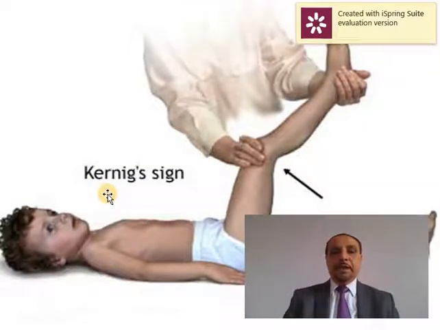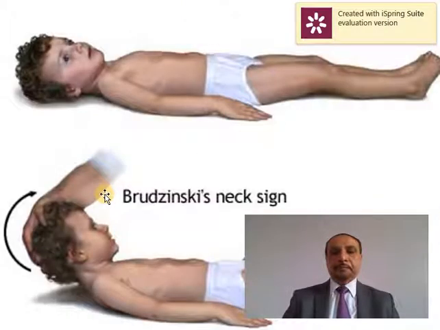This is the Kernig sign. Simply, you flex the hip to 90 degrees and then extend the knee. Then there will be severe pain in the back, and maybe also flexion of the other knee, or flexion of the neck. Now, the Brudzinski sign: if you flex the neck like this, it will be followed by flexion of the knees.